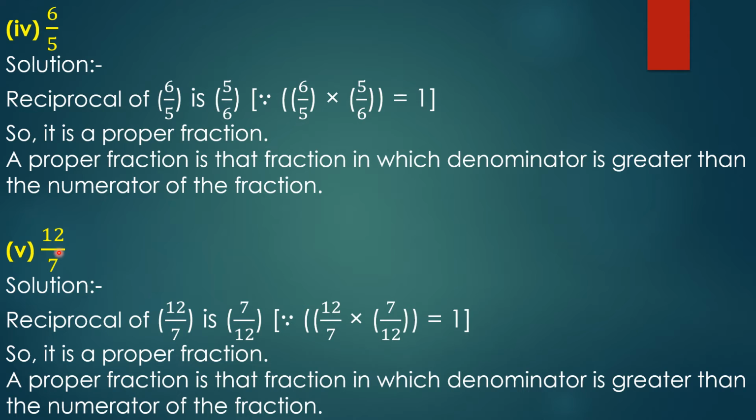The next one, 12 divided by 7. The reciprocal of 12 by 7 is 7 by 12. Now you tell me whether this is a proper fraction or an improper fraction. This is a proper fraction because the numerator is less than the denominator. That means the denominator is greater. Therefore, it is a proper fraction.